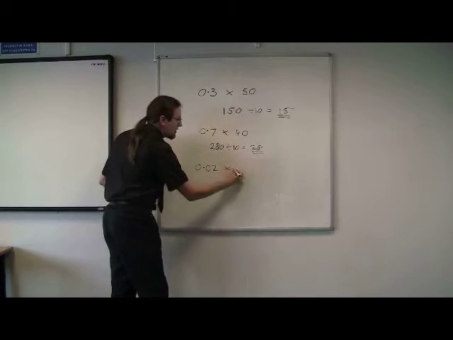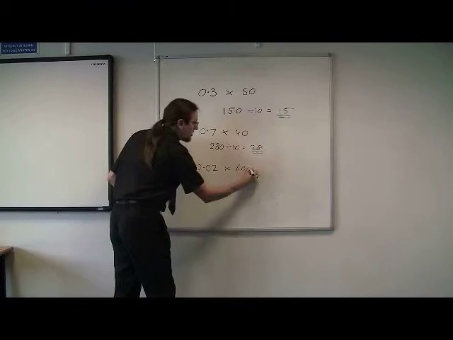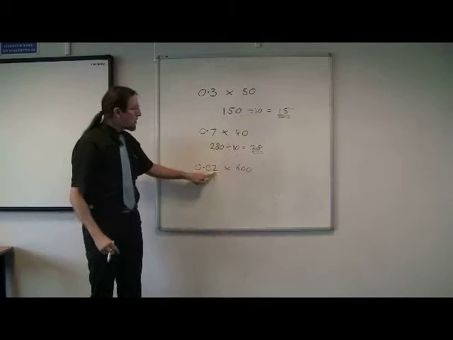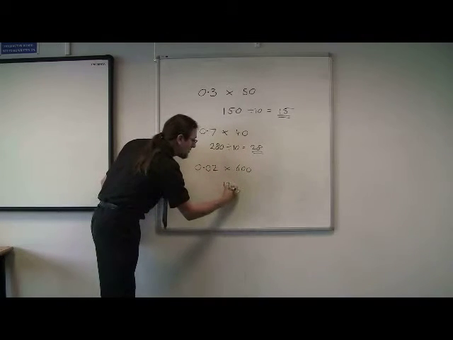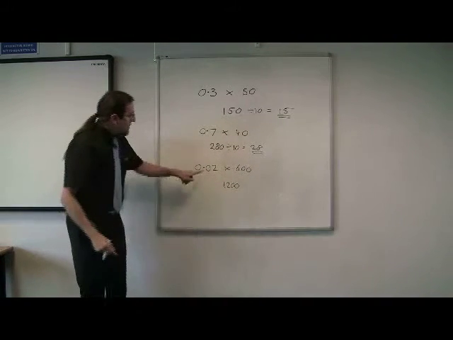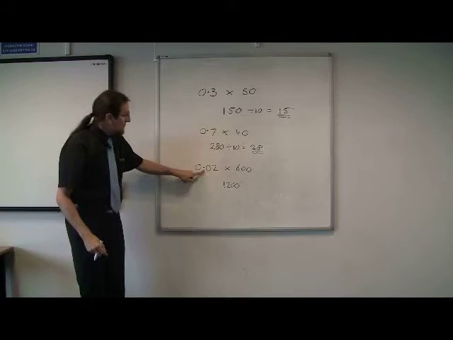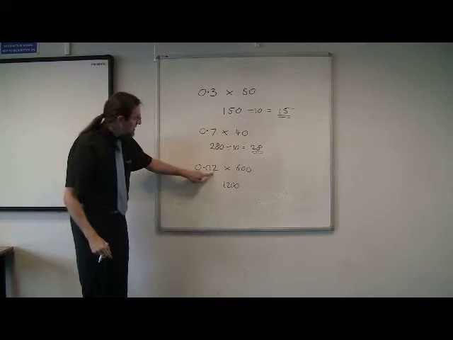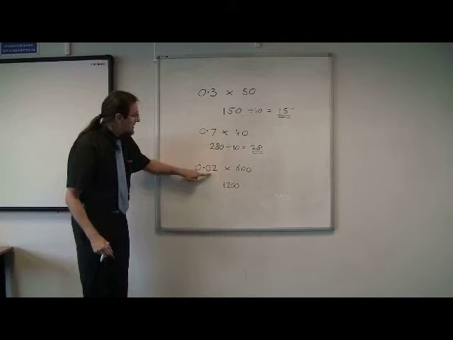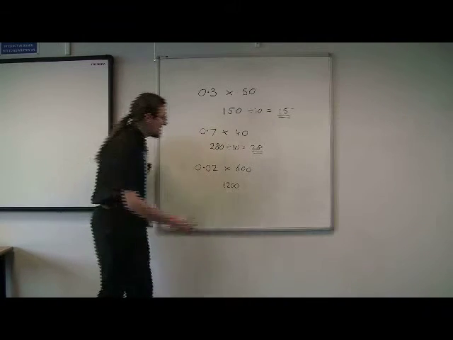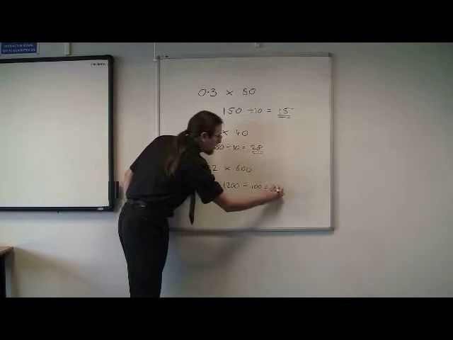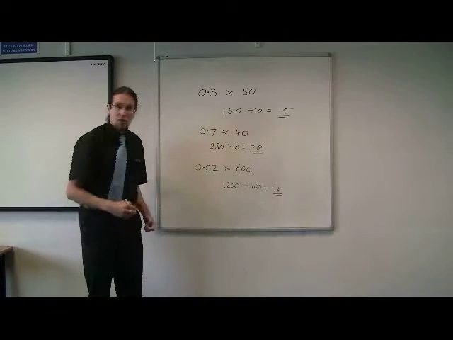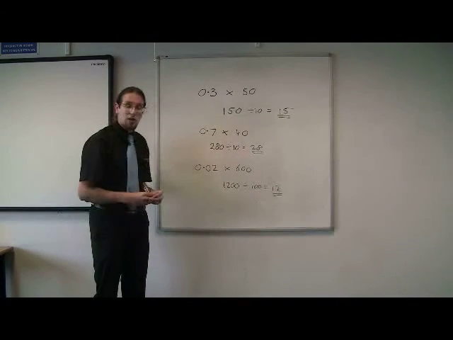Final example, 0.02 times 600. Well, 2 times 600 would be 1200. Now we don't just divide by 10. If we have a look at where the decimal place is, it's now 2 places out. We divide by 100 instead. Final answer, 12. Feel free to check them on a calculator.